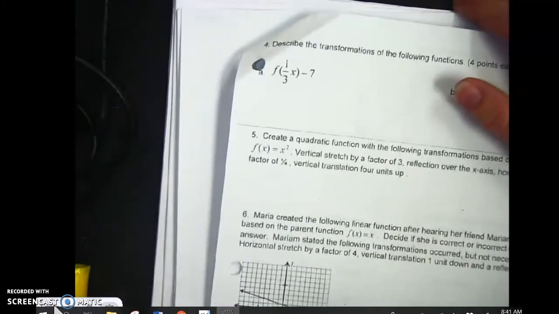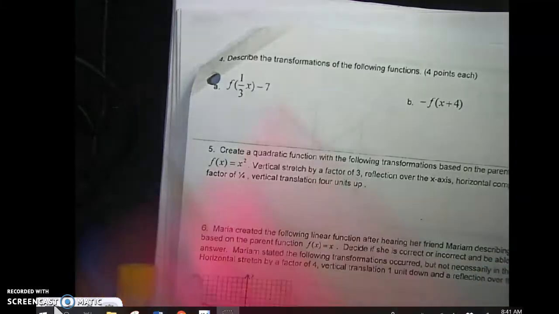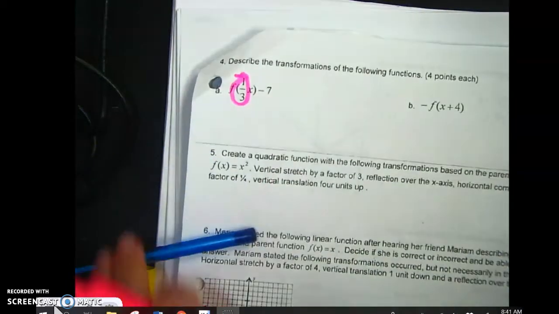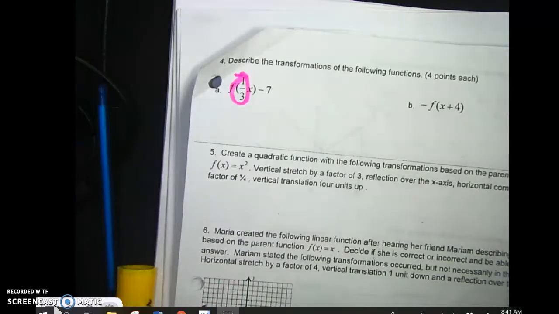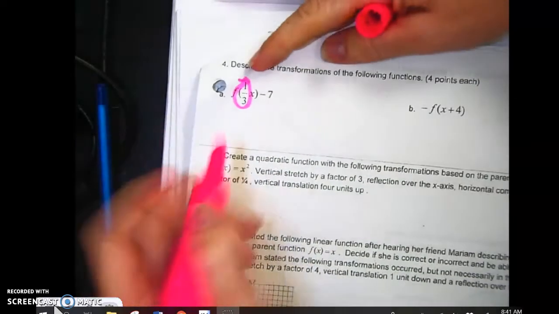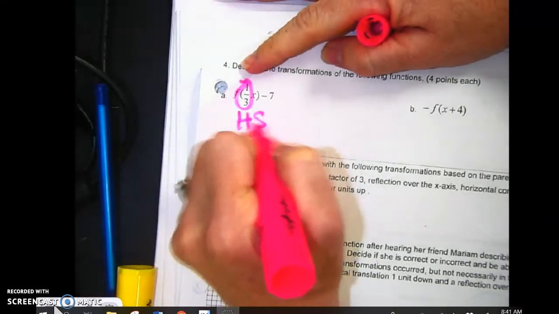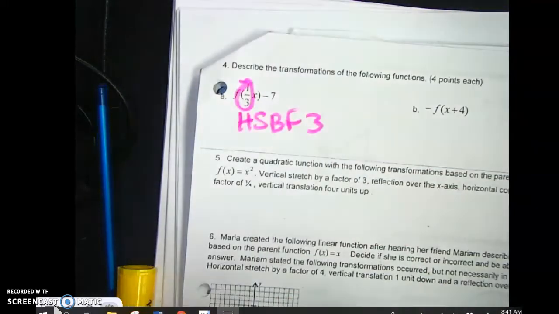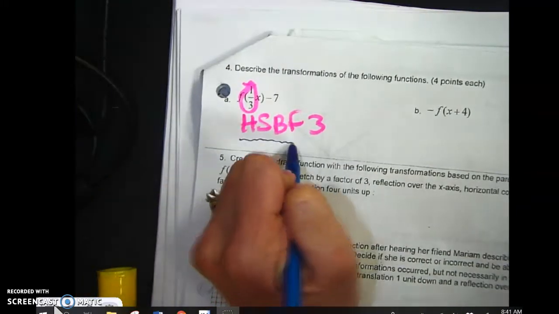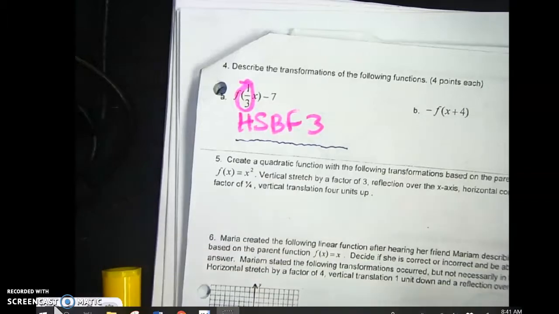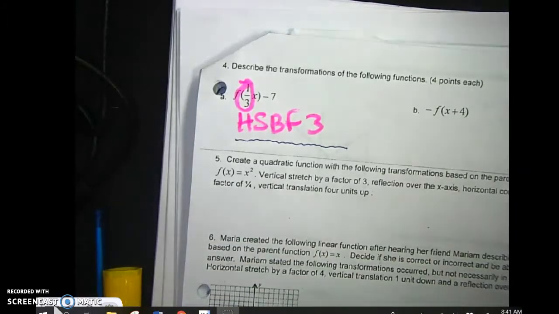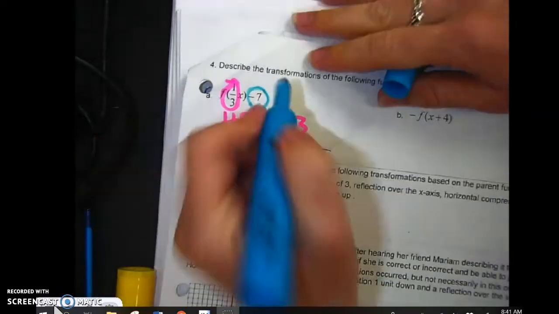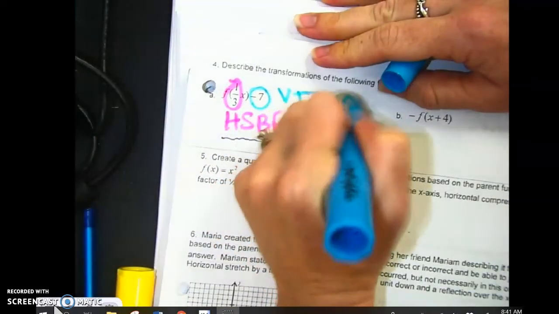All right, state the transformation. So I'm not sure about this 4 points each thing. Looks like it would be worth 2 points to me because there's 2 transformations. All right, this is not a straight shooter, horizontal stretch by a factor of 3. You write HSBF3, you'll get it wrong. Horizontal stretch by a factor of 3. You got to write it out. All right, this one, oh, I'm not finished. And straight shooter, vertical translation, 7 units down.